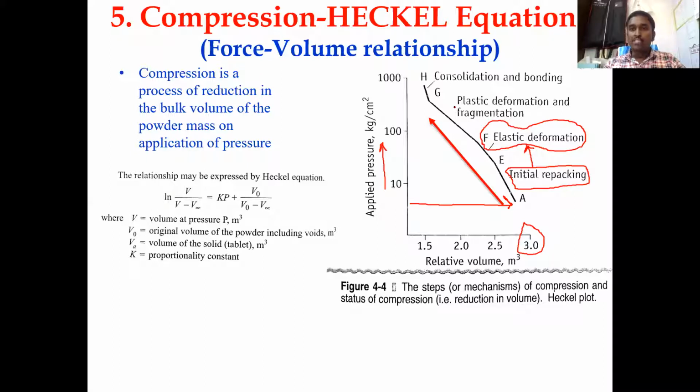But if they undergo plastic deformation or fragmentation, they will have comparatively less volume than that of elastic deformation. So still the volume is reduced. Here how much volume? It's around 2. So further you are increasing, finally what happens is consolidated bonding. That is nothing but the final step of tablet preparation. Finally, the tablet is going to be compressed by forming some bonds at this highest pressure. When you're applying this highest pressure, the volume is around 1.5. So this is what I want to explain: the relationship between the applied pressure and the volume.